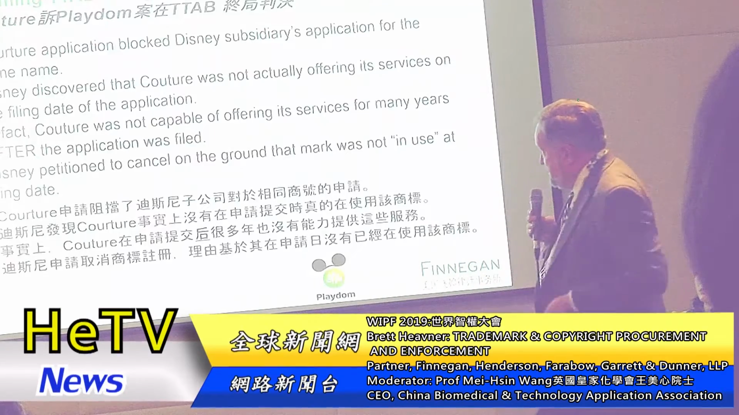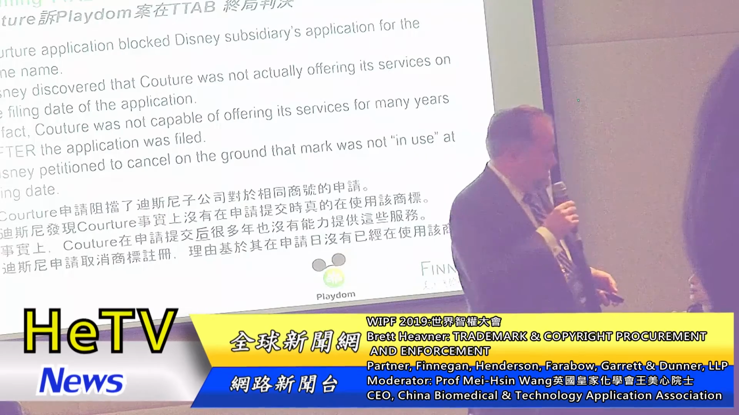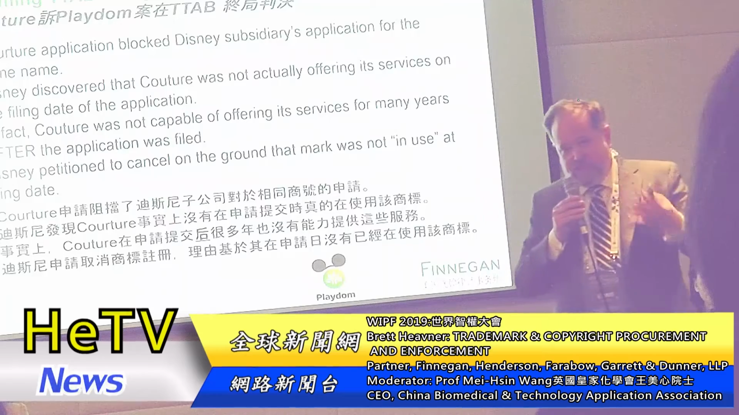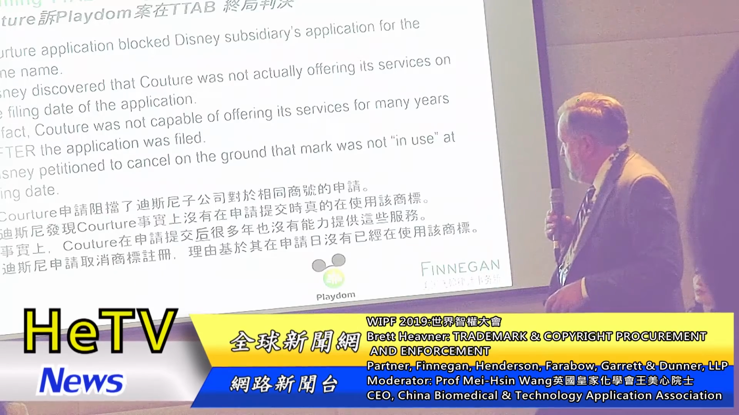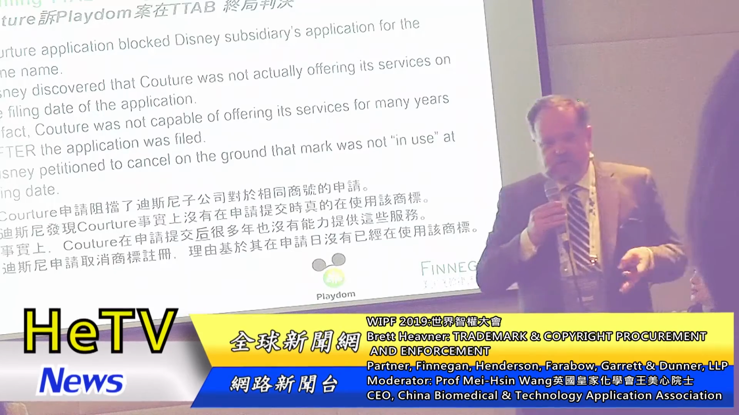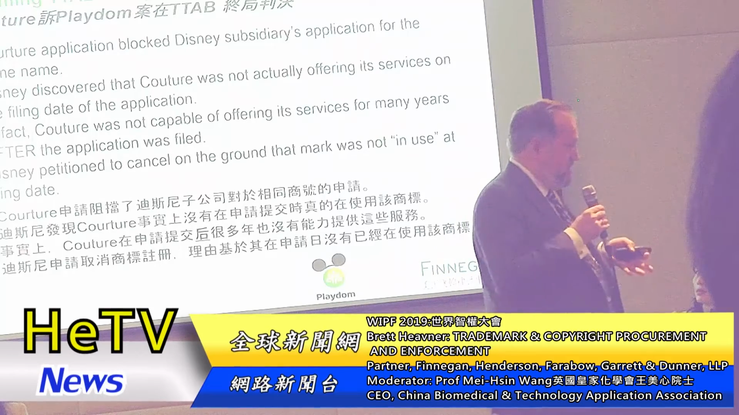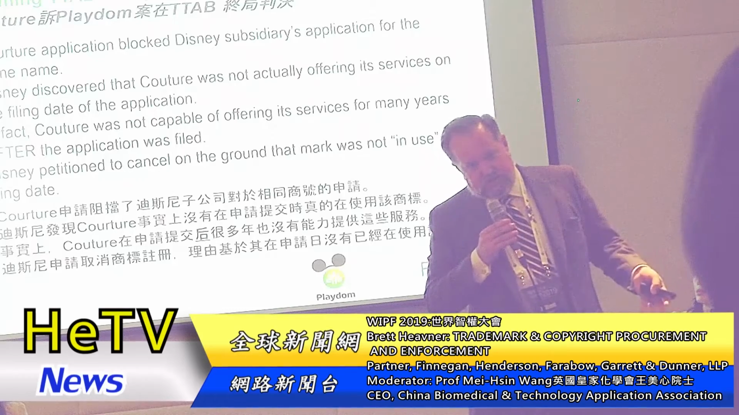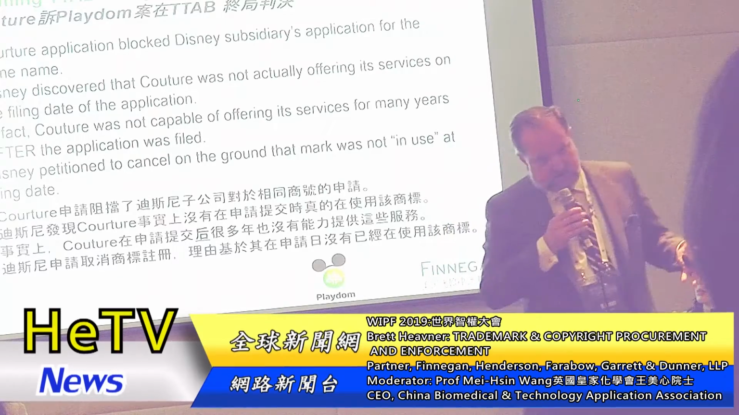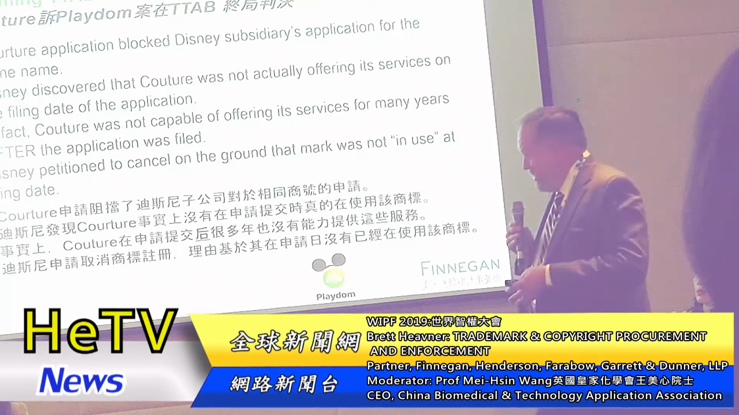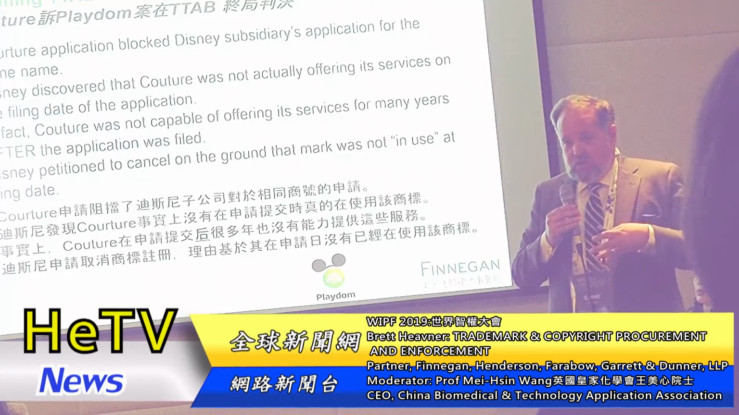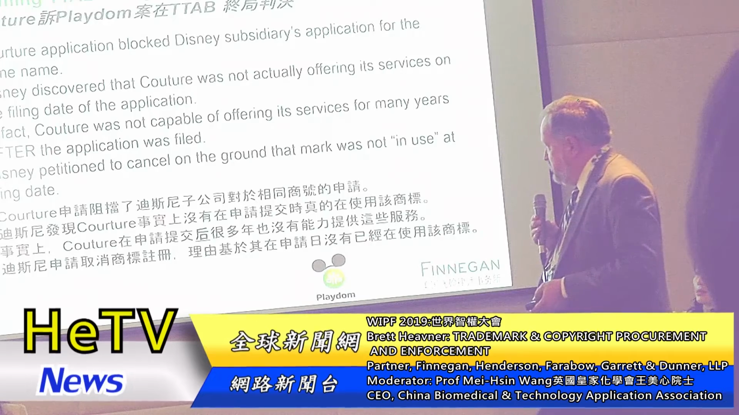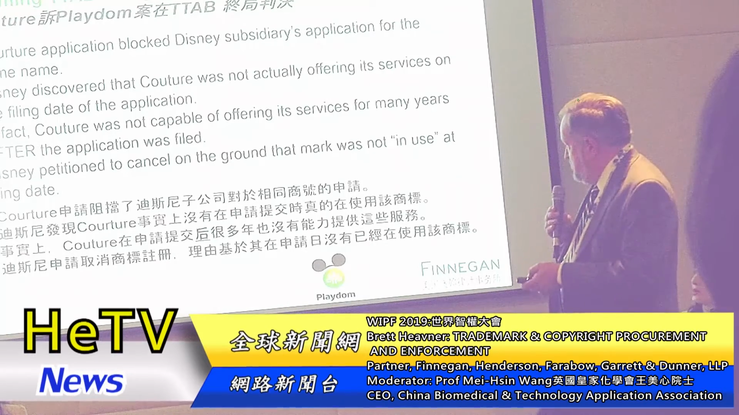Well, Disney, the big bad wolf Disney, was upset about this because Disney wanted to use Kucher also, and they were blocked by Platum. And during discovery, they found out that Kucher, when it filed the application, did not have the facilities, did not have the ability to actually do that sort of film production, television production work. They were just promoting it on the website, in a pre-launch kind of way. So Disney petitioned to cancel.